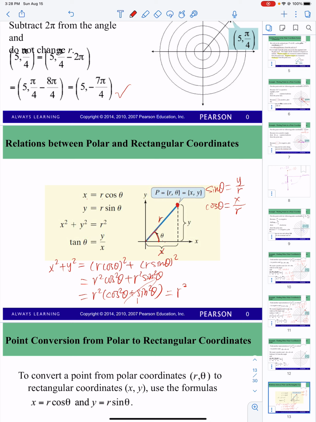But there is an easier way to do this. What is this? Pythagorean theorem, yeah? Two sides squared added equal the hypotenuse squared. Okay, so I also proved this using the identities. And tangent theta, what will tangent be? It's opposite over adjacent, y over x. Okay, so these are the relations between polar and rectangular coordinates.